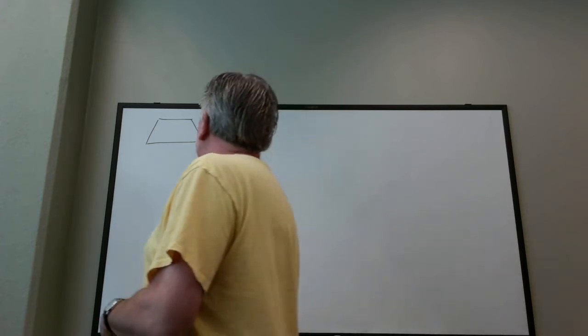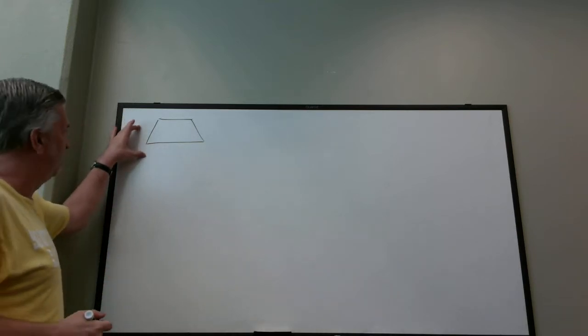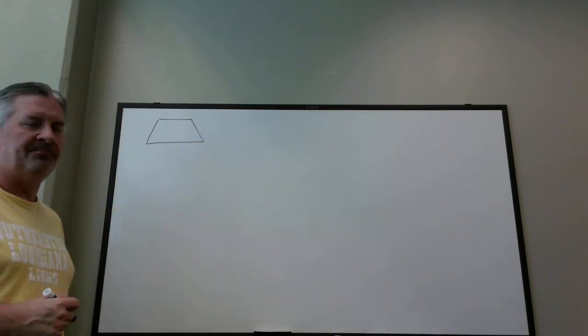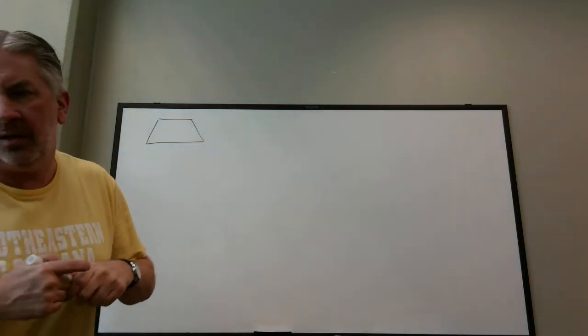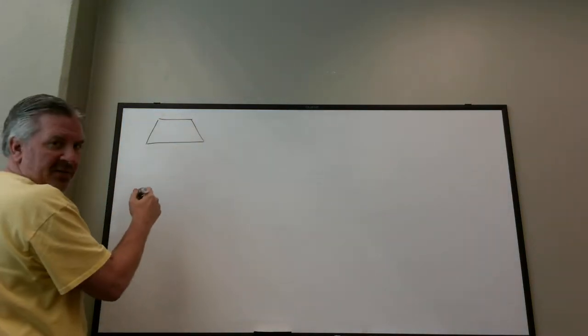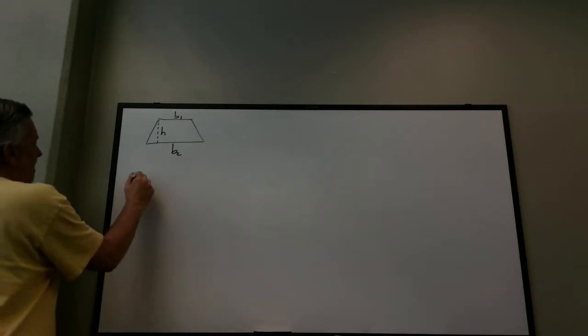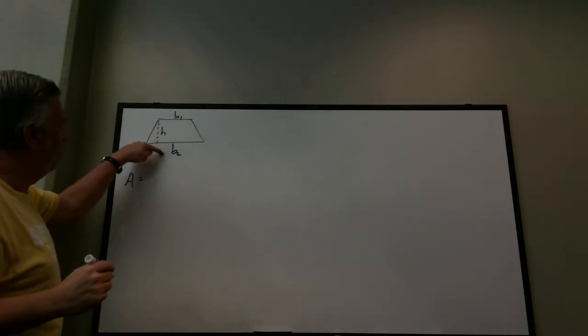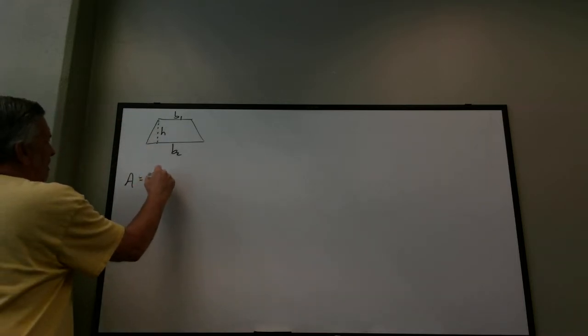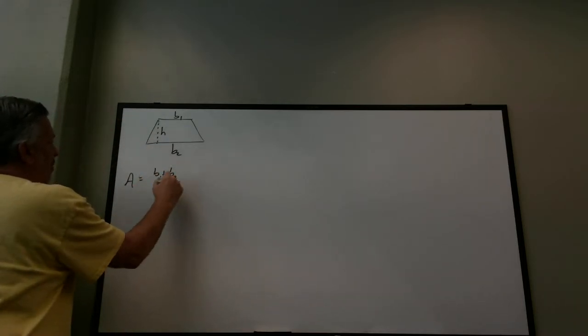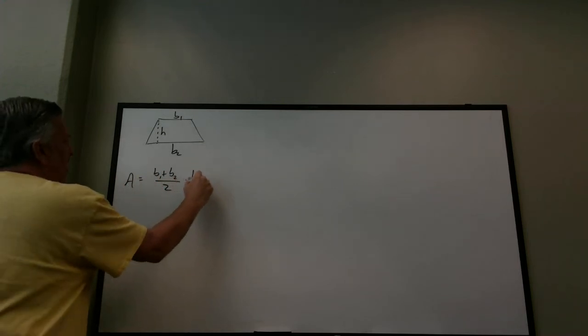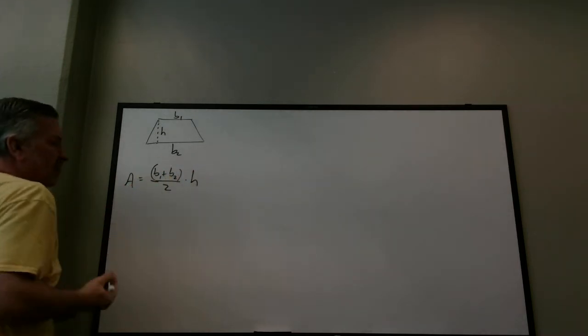Okay, so what is a trapezoid? A trapezoid is a quadrilateral, a four-sided figure, where two of the sides are parallel. You call the parallel sides the bases, whether they're vertical or horizontal, it doesn't matter. So if I call this B1 and the length of that side B2 and the height of the trapezoid H, the area of the trapezoid is the average of the bases times the height. In other words, (B1 plus B2) over 2 times the height. So that's the formula for the area of the trapezoid.